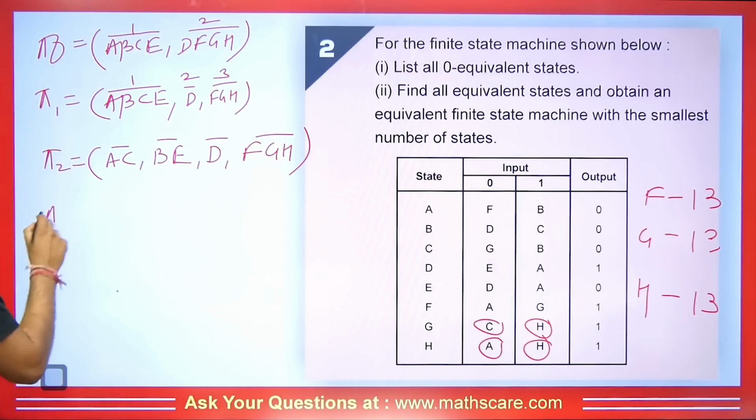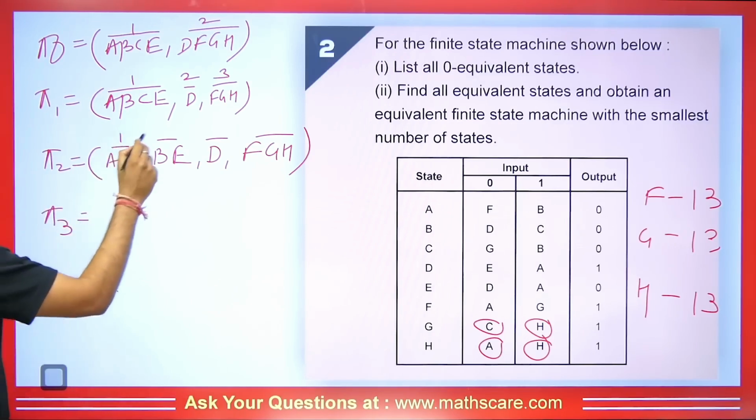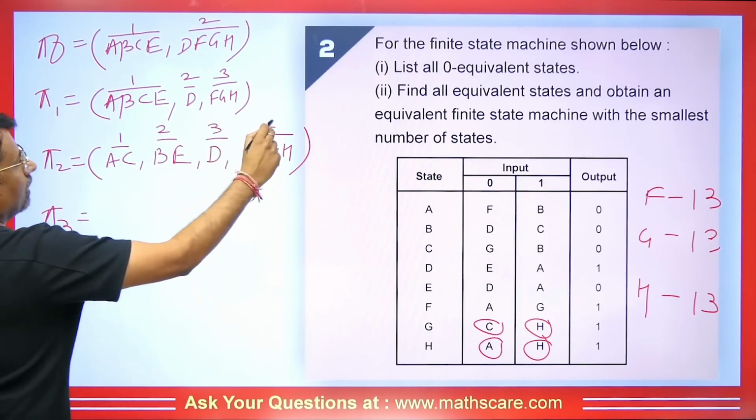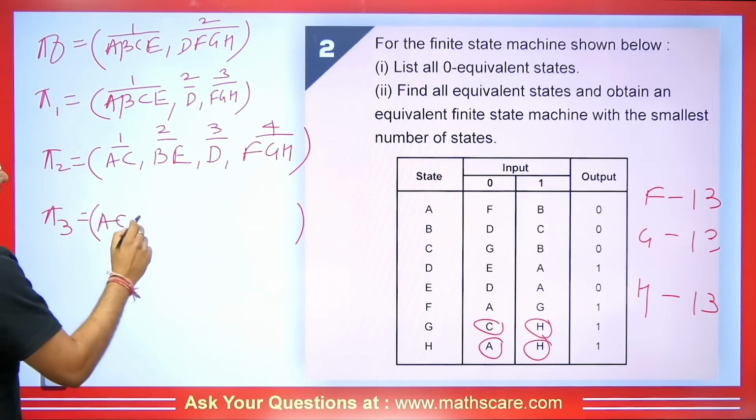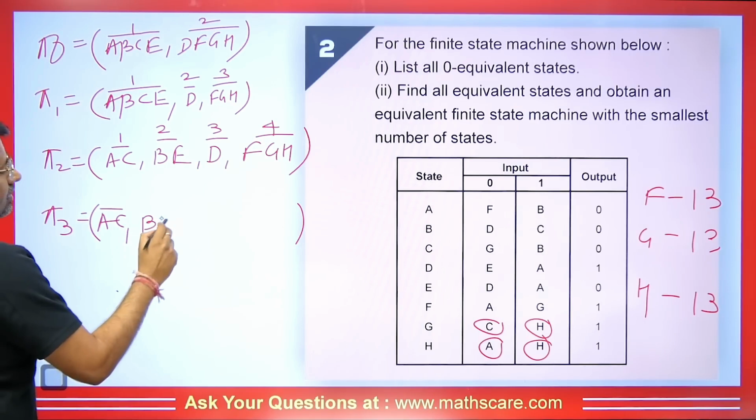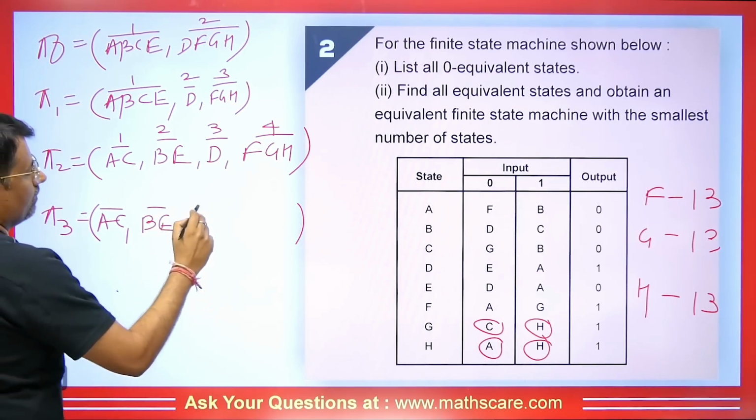Now we will talk about pi 3, right? So for pi 3, this will come. 1, 2, 3, 4. We will take this, right? There is no need to write this. It will come as it is because this is done. We can't go below this. This is also done. This is also done.